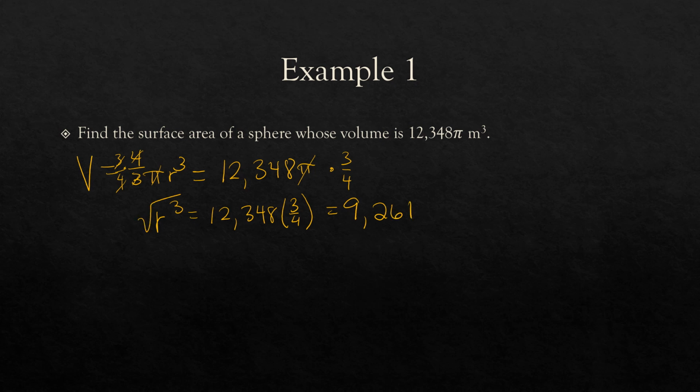So then if I take the cube root of both sides here, I can get r by itself. R will be 21. And what were our units? Well, the volume was meters cubed, so r, our distance, is just going to be meters. Now I'm going to use the formula for surface area, 4 pi r squared, and I'll use 21 meters for my r.